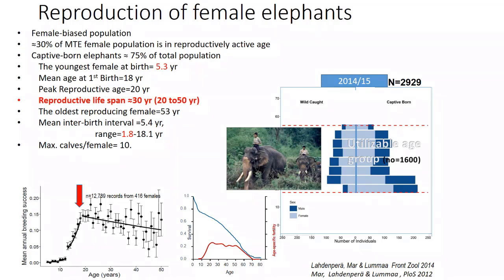So this is what we noticed from our records, and we noticed the maximum number of calves a female can give birth to in her lifetime is 10.